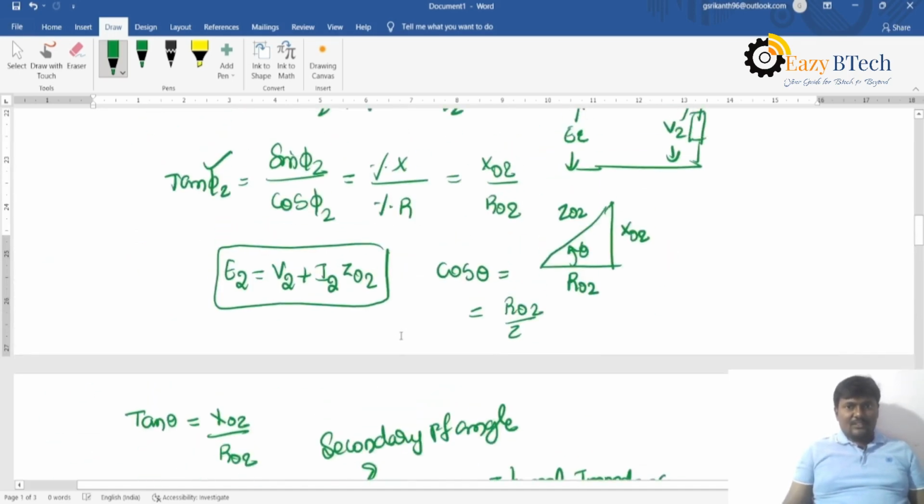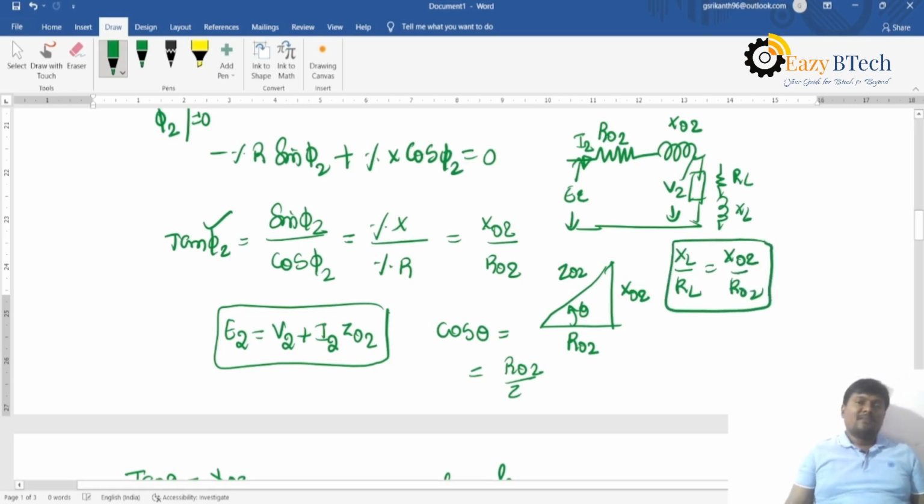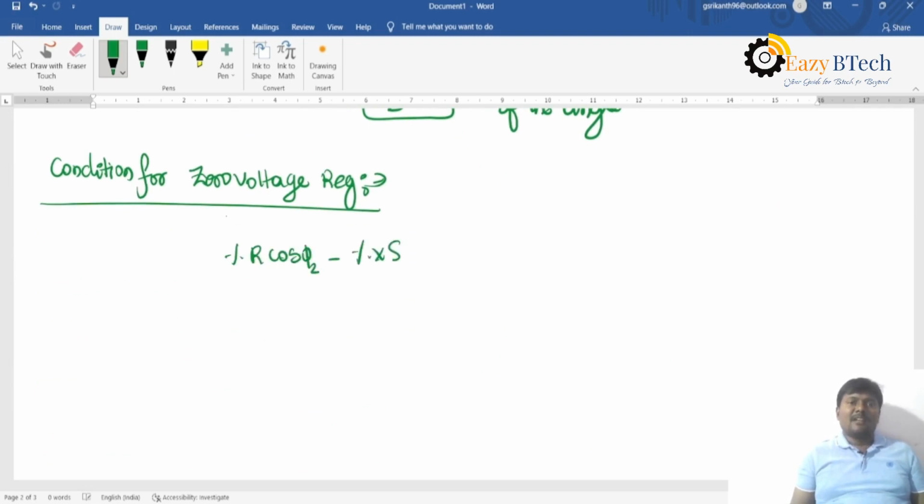So before that, suppose it is an RL load, with R_L and X_L of the load. The X by R ratio of the load should be equal to the X by R ratio of the internal impedance, then maximum voltage regulation takes place. Zero voltage regulation will take place at leading power factor. So at leading power factor only zero voltage regulation will take place.